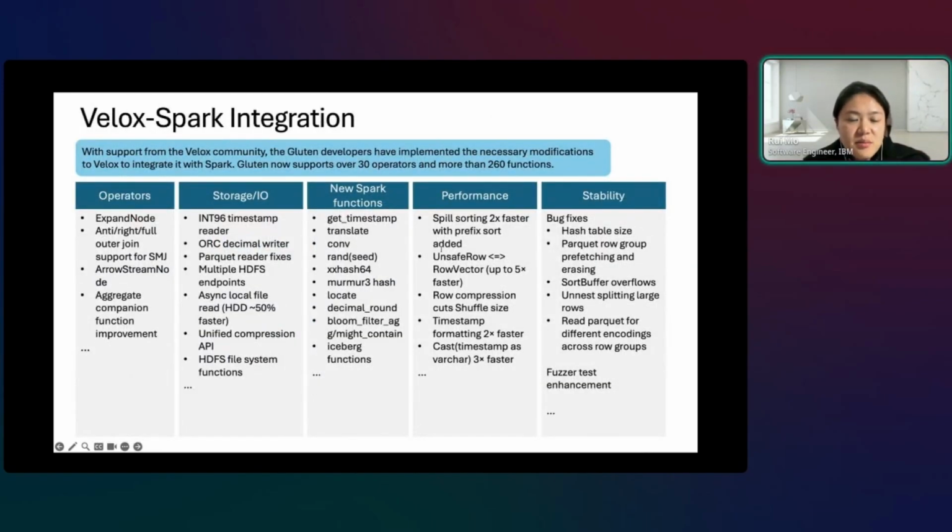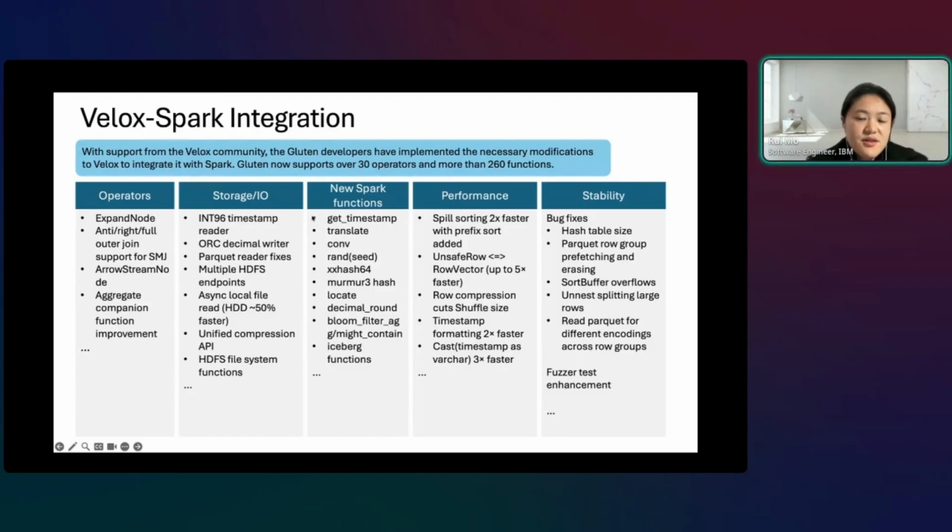This slide summarizes the work in the integration between Velox and Spark. With strong support from the Velox community, the Gluten team has implemented the necessary extensions to make Velox fully compatible with Spark. As of now, Gluten supports more than 30 operators and 260 functions. We can look at the progress across the 5 major categories.